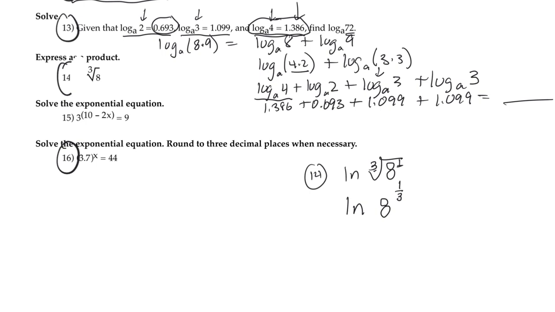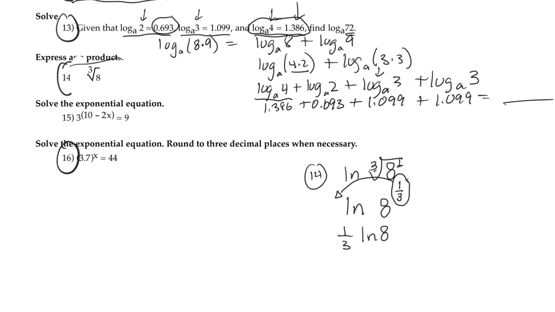Now the question says to write it as a product, which means multiply. Well, if I have something up there, a power, I can use the power rule to bring that out front. So it'll be 1/3 ln of 8. That's how you could rewrite that one.